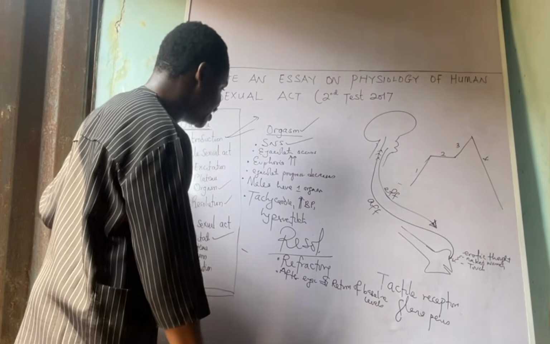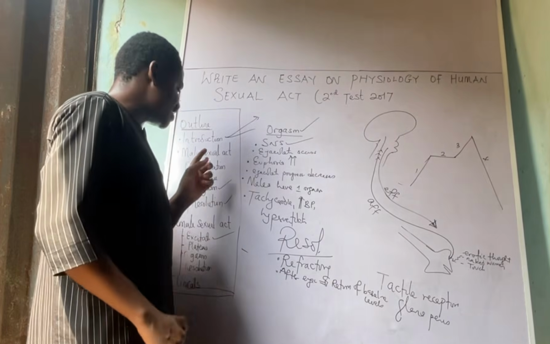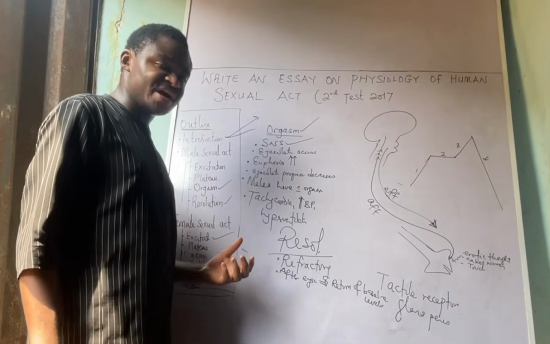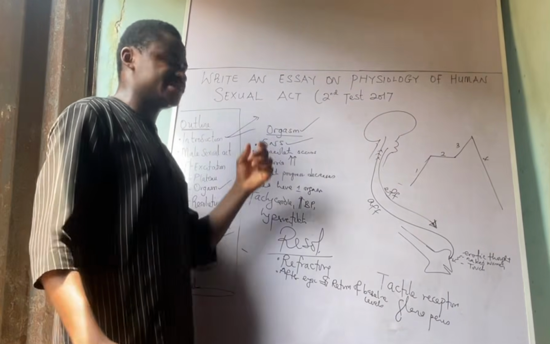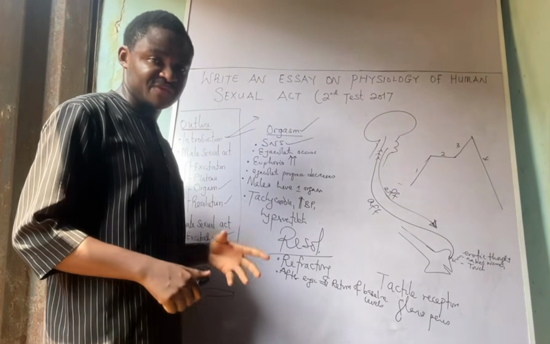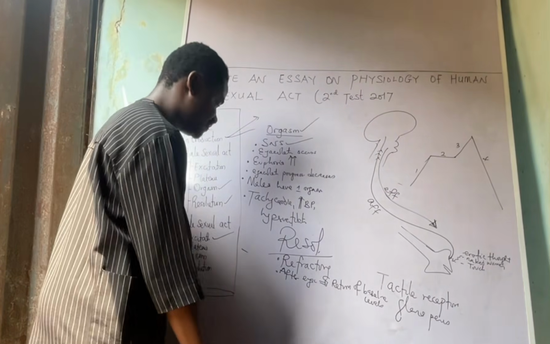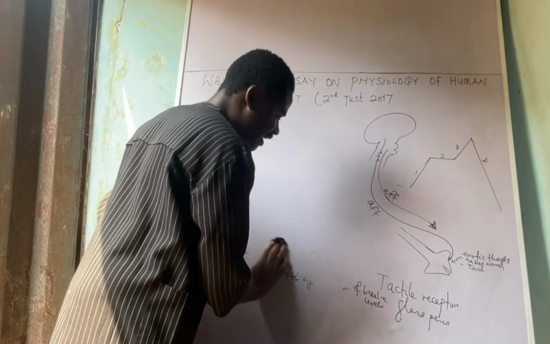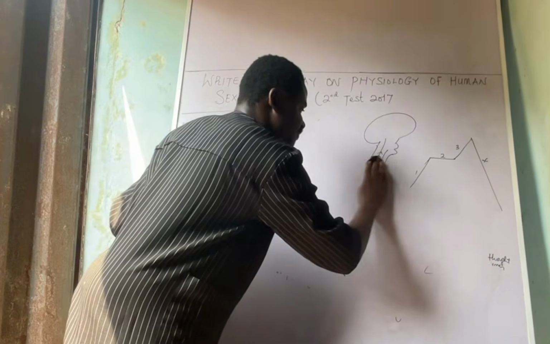Now, for the females here, why I separated it is because sometimes they can say write on the human male sexual act. Somebody can say female sexual act. Well, this question was direct, say human sexual act, incorporating both males and females. Now, let's look at the females themselves. Now, for the females, what happens in the excitatory phase?